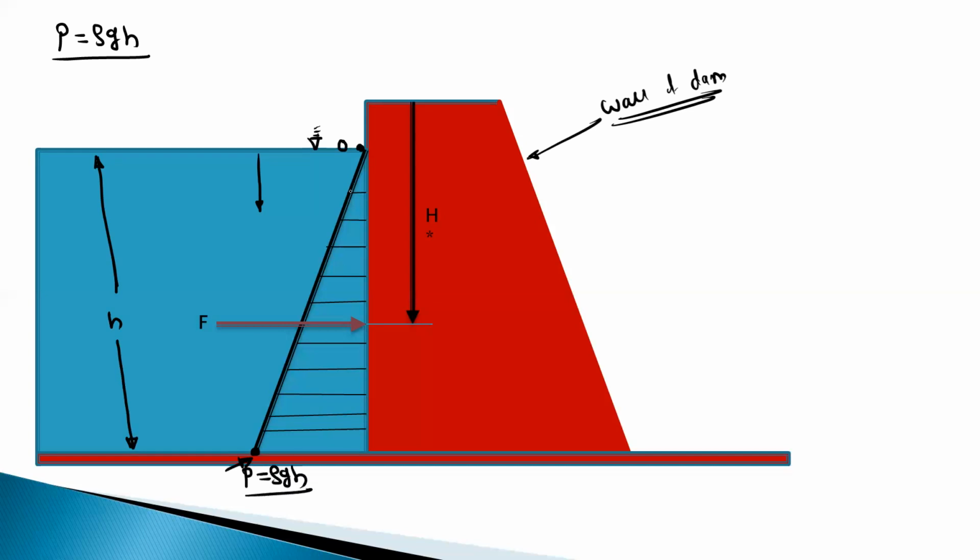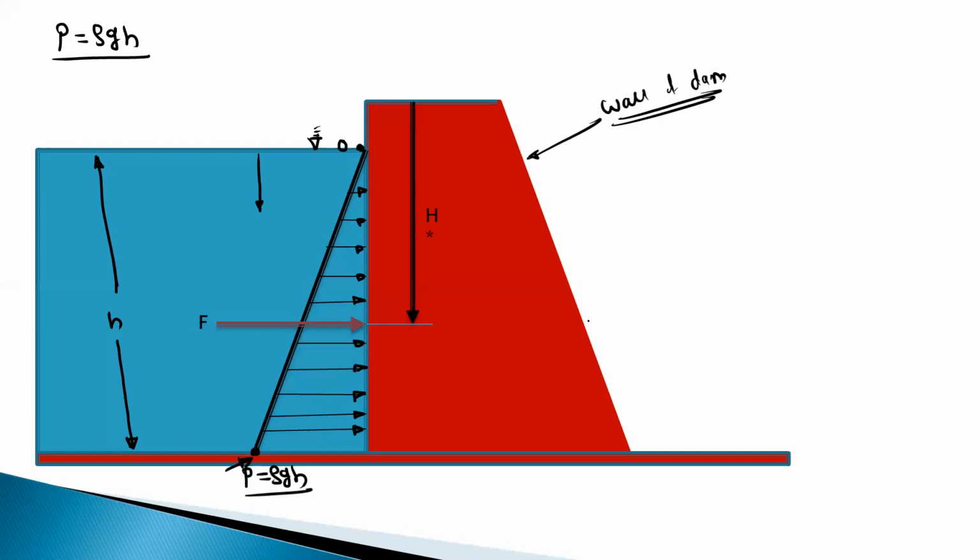So here you can see this is the uniformly varying load. You must have studied this UDL and UVL concept in your engineering mechanics. The pressure in the water varies uniformly from the free surface to the bottommost layer. Now this pressure will act on this wall of the dam.